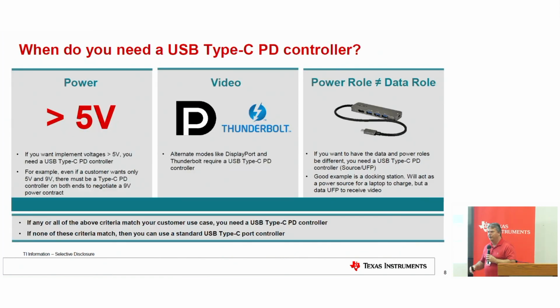So again, when do you need PD? Anytime you want to go above 5 volts, you're going to need power delivery. You'll use the CC as a communication medium. Anytime you want to do video processing and pass all that through, whether it's Thunderbolt, DisplayPort, HDMI, whatever you're tunneling through, or even PCI Express.